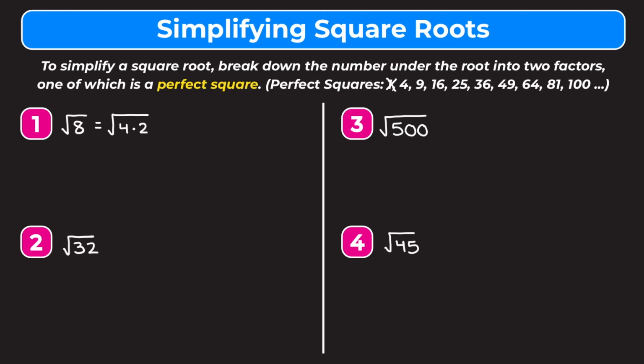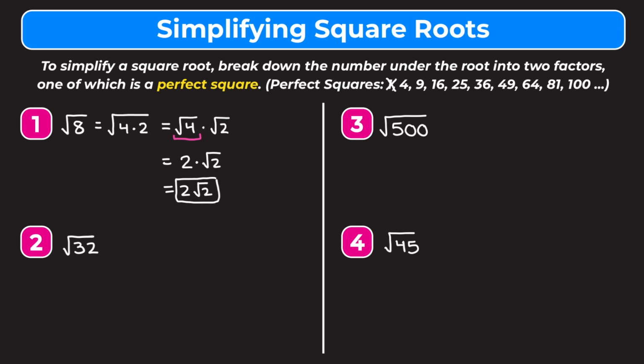And now using the properties of square roots, we can change this to the square root of 4 times the square root of 2. And now the reason we chose a perfect square factor is because we can simplify the square root of 4 because it comes out as a nice whole number. So the square root of 4 is equal to 2. So we really have 2 times the square root of 2, which we can just write as 2 root 2.